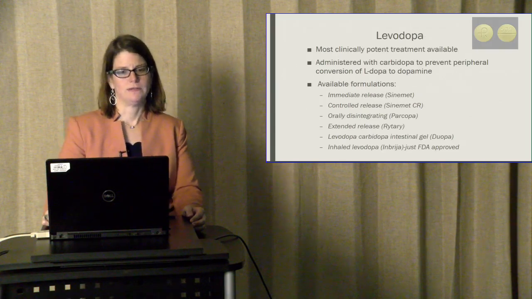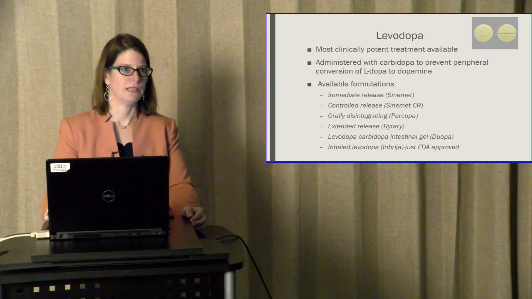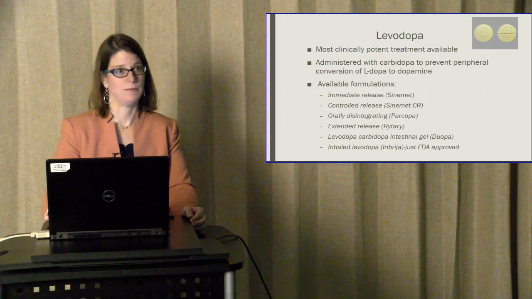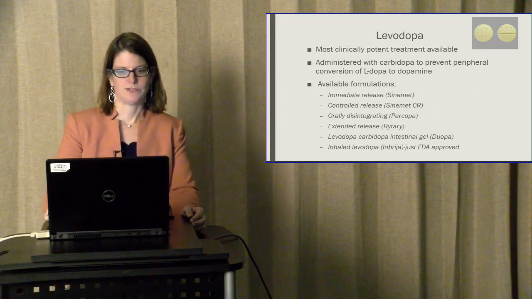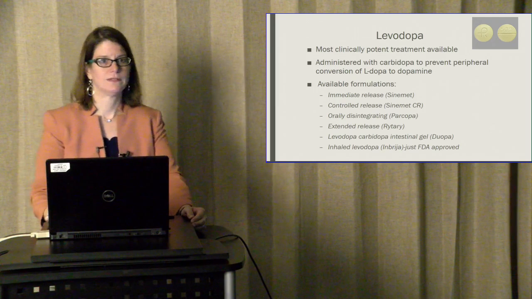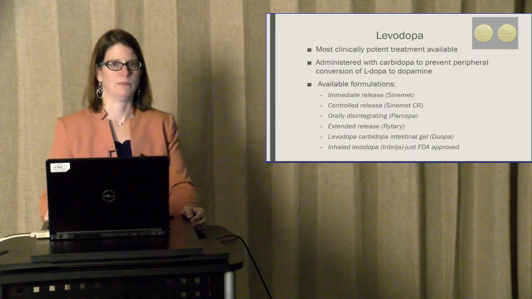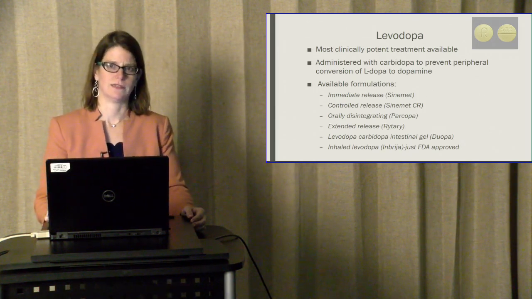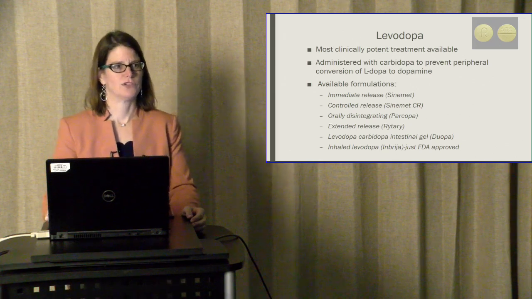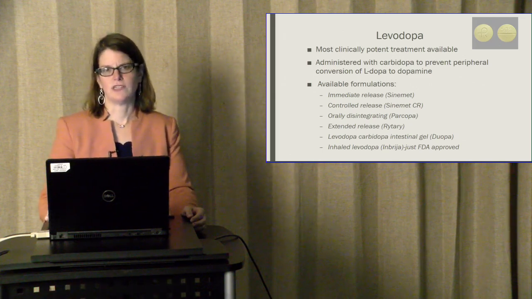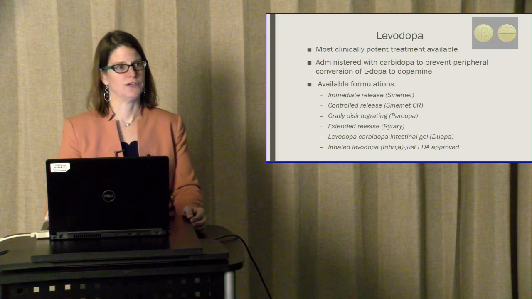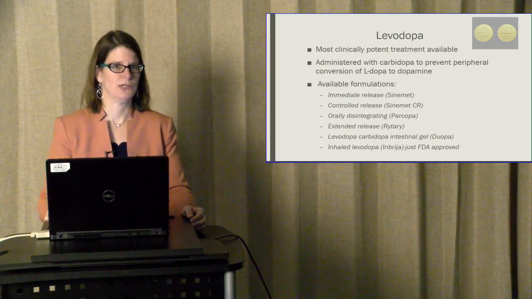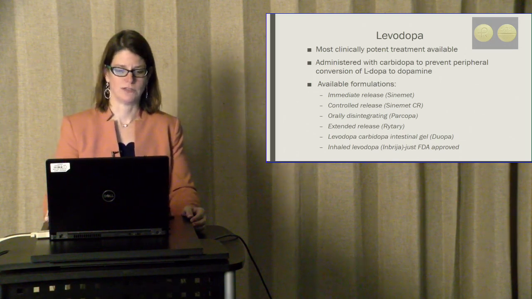So I'll go through each of these. Levodopa, like I said, is the most clinically potent treatment that we have because it's replacing the dopamine in the brain. It is administered with carbidopa to prevent the levodopa from becoming dopamine in the periphery. We want that to wait until it gets into the brain before it converts to dopamine, because if it converts in the periphery, you get profound nausea and vomiting, and also you don't have as much of it to be used in the brain where it's needed.